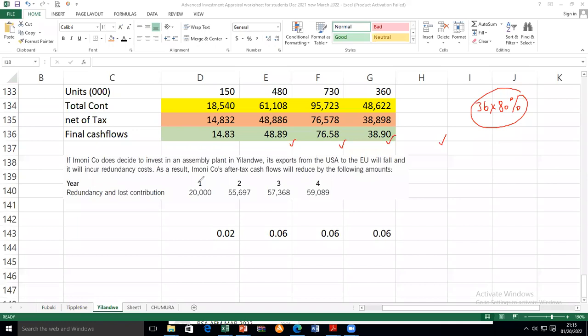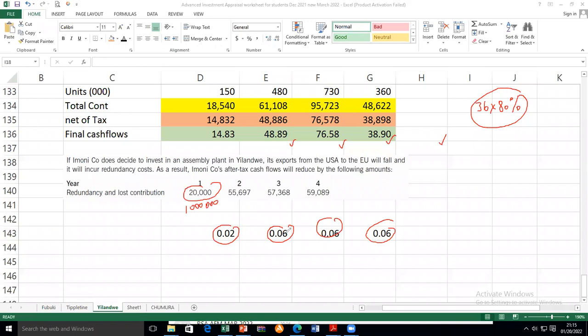So we take this and divide by 1 million. Divide this by 1 million, get 0.02. Here 0.06. These are very, very small figures. However, we still include them.